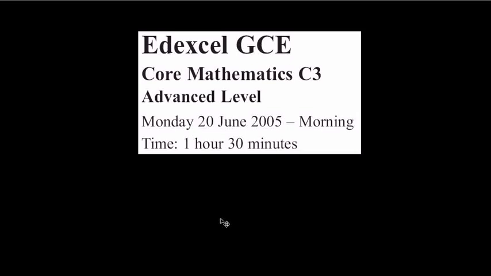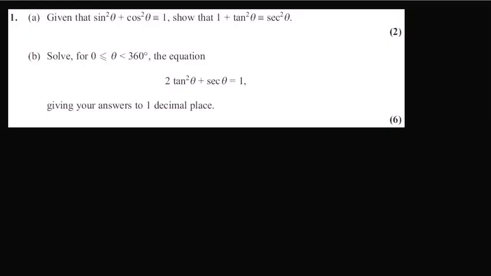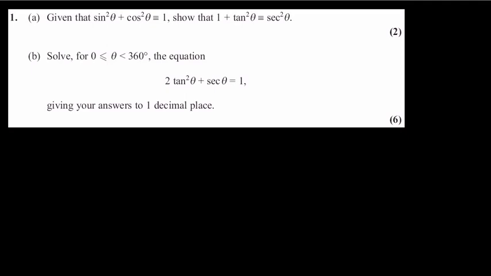This is C3 June 2005 and the time is 1 hour 30 minutes. The total is 75 marks. The first question is trigonometric identities and trigonometric solving. So let's get started.